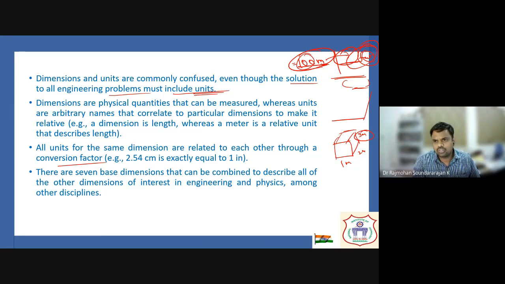Okay, so all the units for length are correlated using a conversion factor. That's why we are going to learn first about conversion factors, and we should know them by heart. We should know the conversion factor to convert from meter to feet, from kg to pounds, or from Kelvin to degree Celsius.